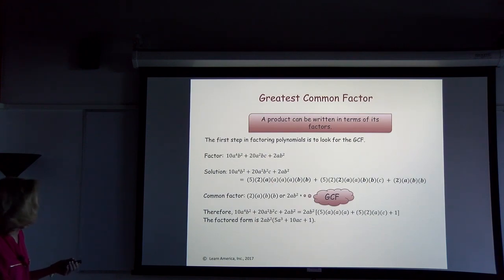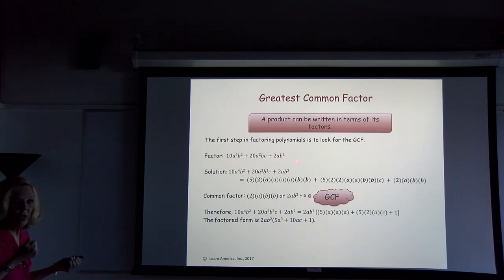Okay, greatest common factor. We're going to now start getting into factoring. The greatest common factor, the GCF, is always the first thing you want to look for. Okay, so in this case, if you look at this particular trinomial, you have 10, 20, and 2, and the GCF for those three values would be 2. Here you have 4 A's, you have 2 A's, you have 1 A, so you need 1 A. That's what they have in common. And then they have a B squared, a B to the first, and a B squared.